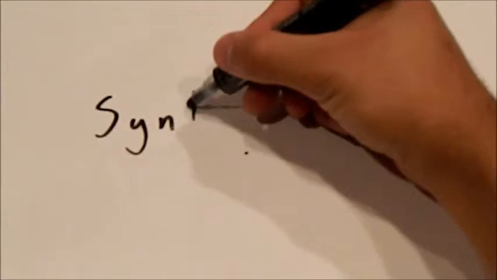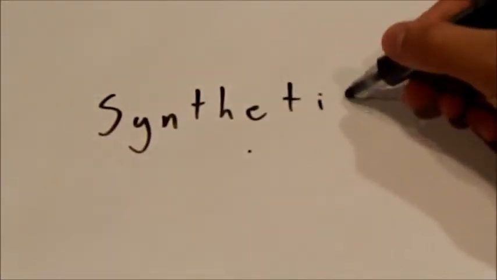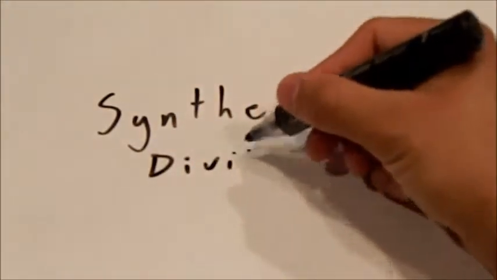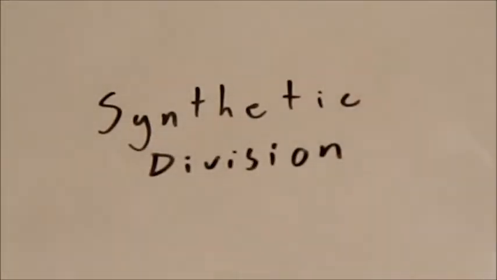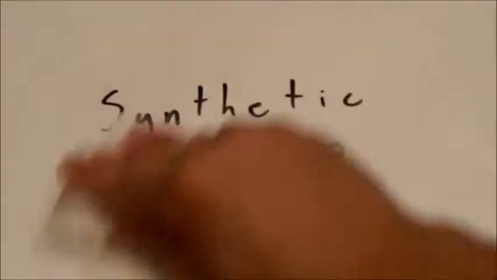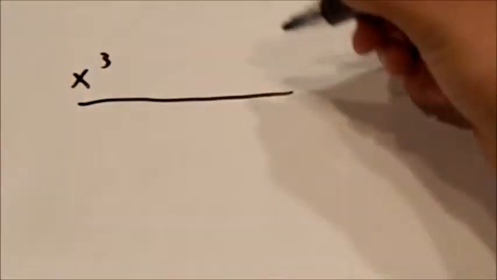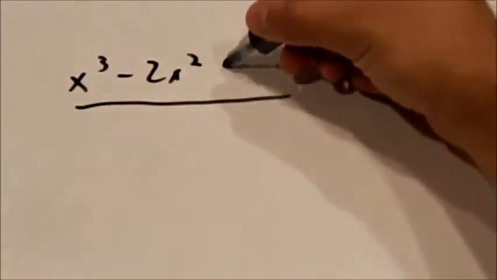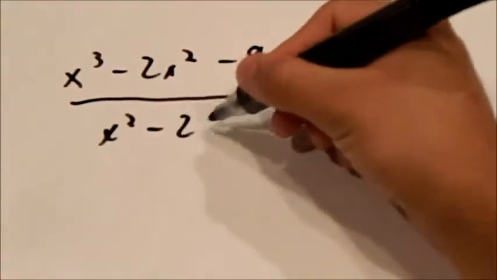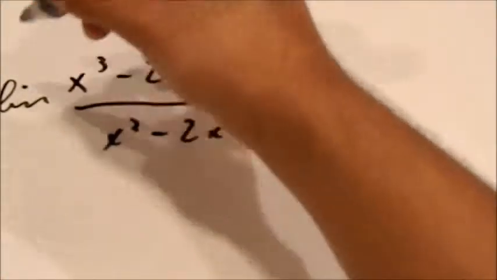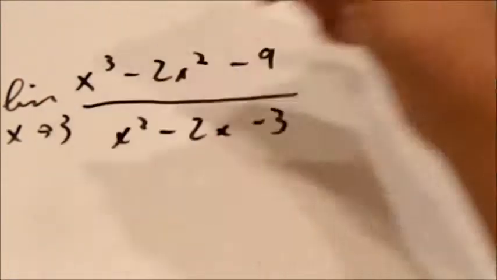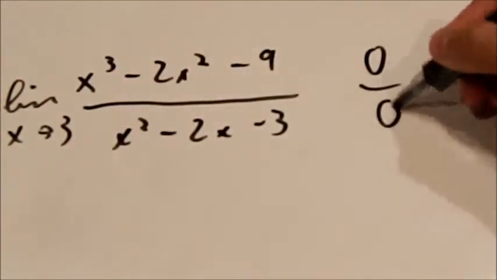One tool you can use in order to find an indeterminate limit is synthetic division. This is useful whenever a polynomial is too large to be able to factor out simply. Say you're given the formula x cubed minus 2x squared minus 9 over x squared minus 2x minus 3. And the limit is x approaches 3. If you were to plug 3 into this equation, you'd end up with 0 over 0, which gives you an indeterminate limit. It's not something you can use.